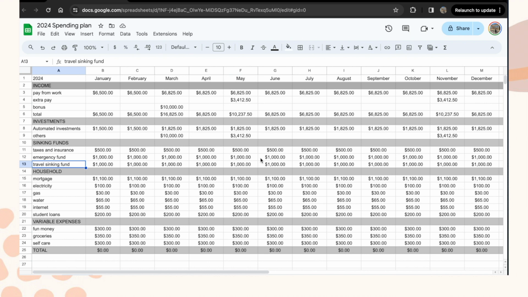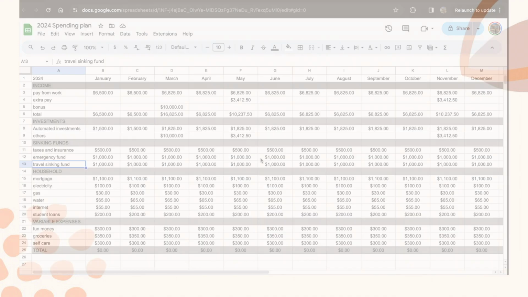So this is a look for me for 2024. This is what I expect to spend.